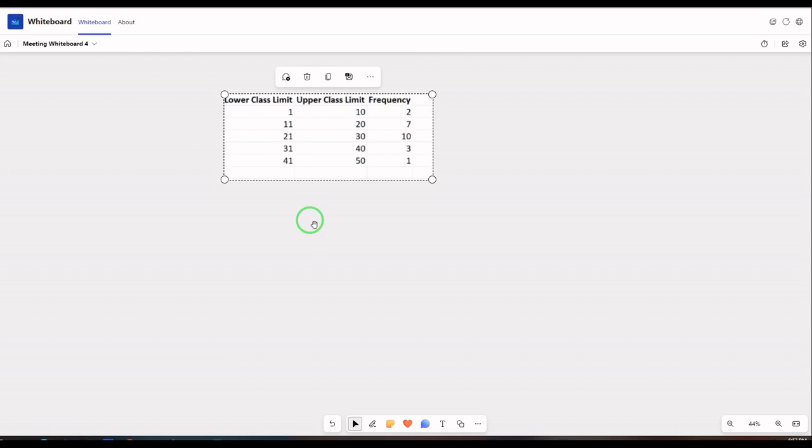This is the second example. Here, instead of giving you the class boundaries, I just put it like this: lower class limit, upper class limit. In other words, your first class is from 1 to 10 and its frequency is 2. Again, I want you to calculate the mean, and then afterwards continue your calculation till you find the standard deviation.